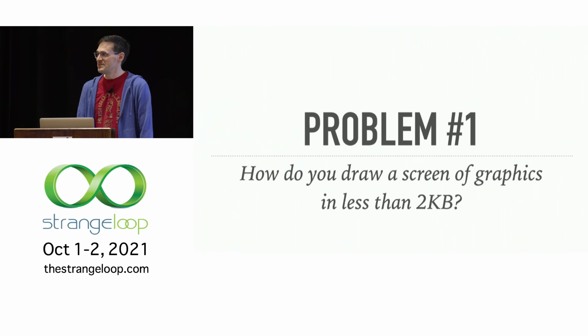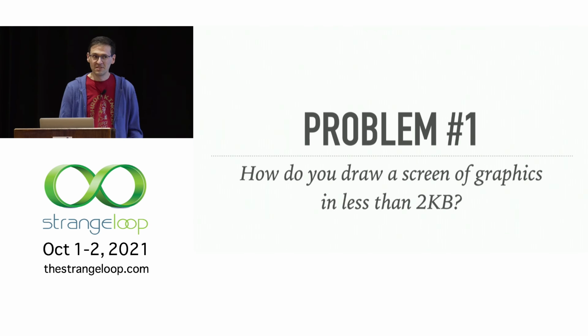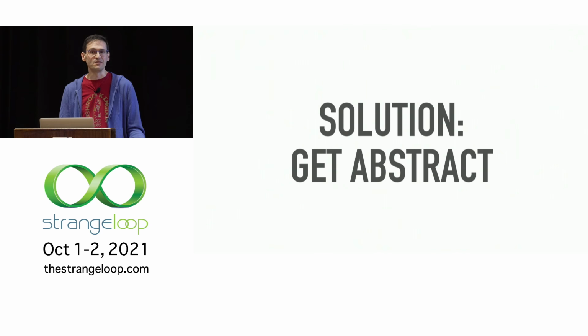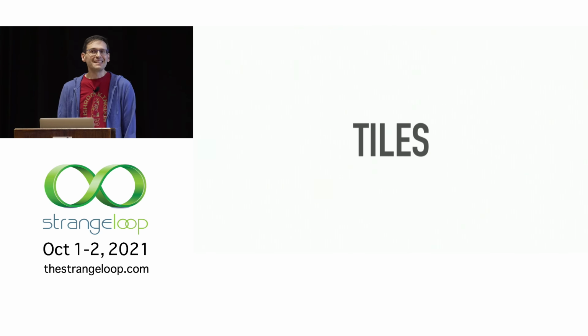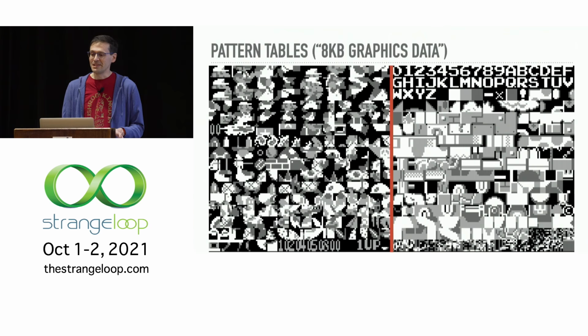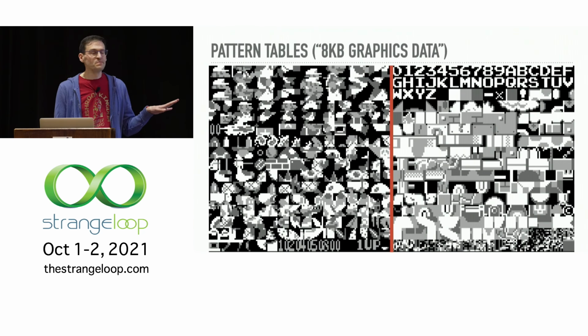So the first problem we need to talk about is how do you draw a big screen full of graphics when you only have 2 kilobytes to work with? For the NES and for many other game systems of its time, the answer is you get kind of abstract. You don't draw with pixels because you can't. The hardware just isn't powerful enough to do it. So instead you draw with tiles. Tiles for the NES are generally 8 pixels by 8 pixels square. And those tiles live in what is called a pattern table.